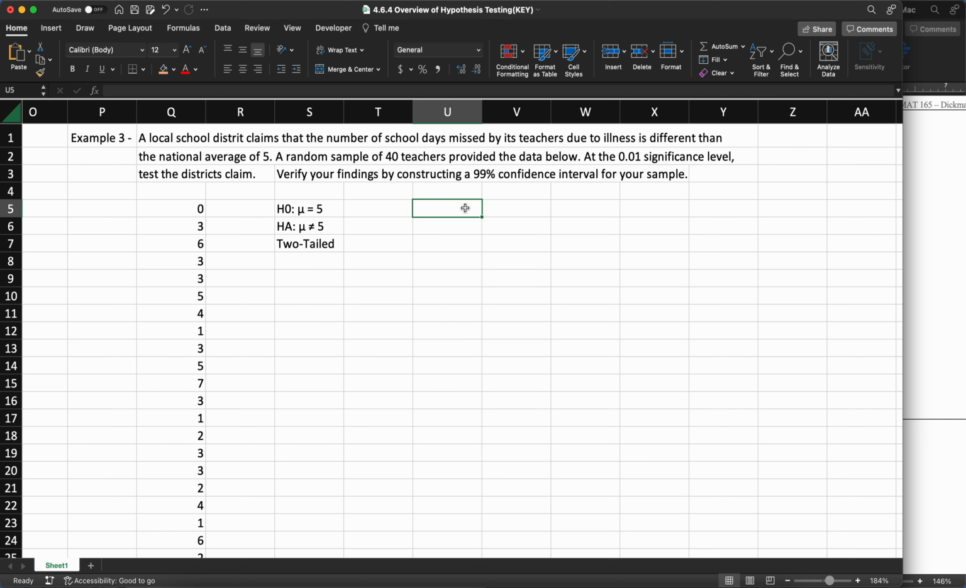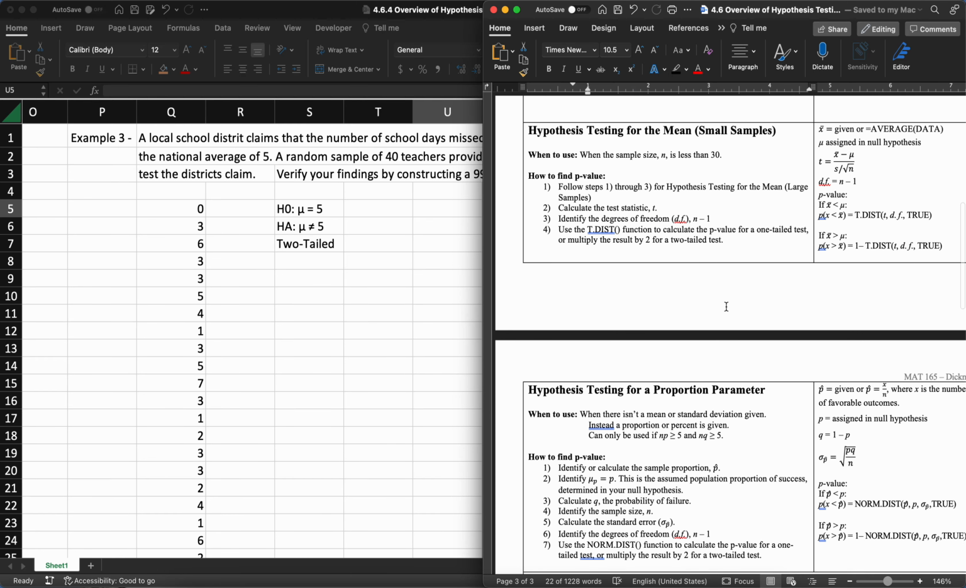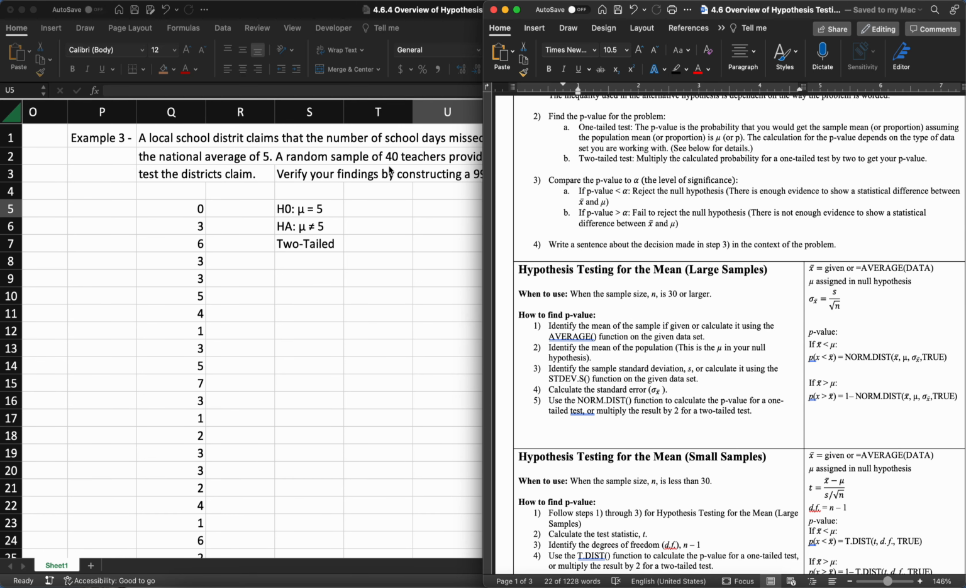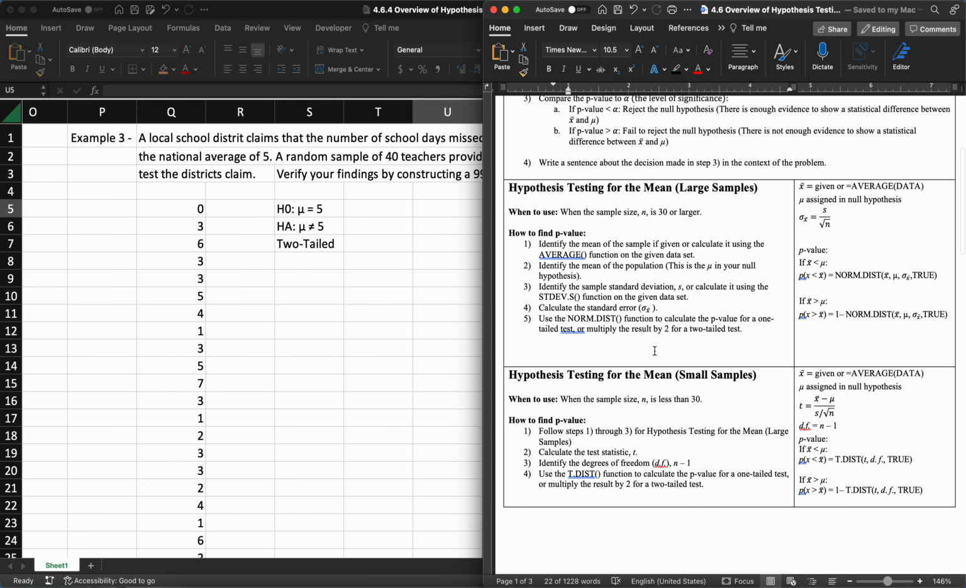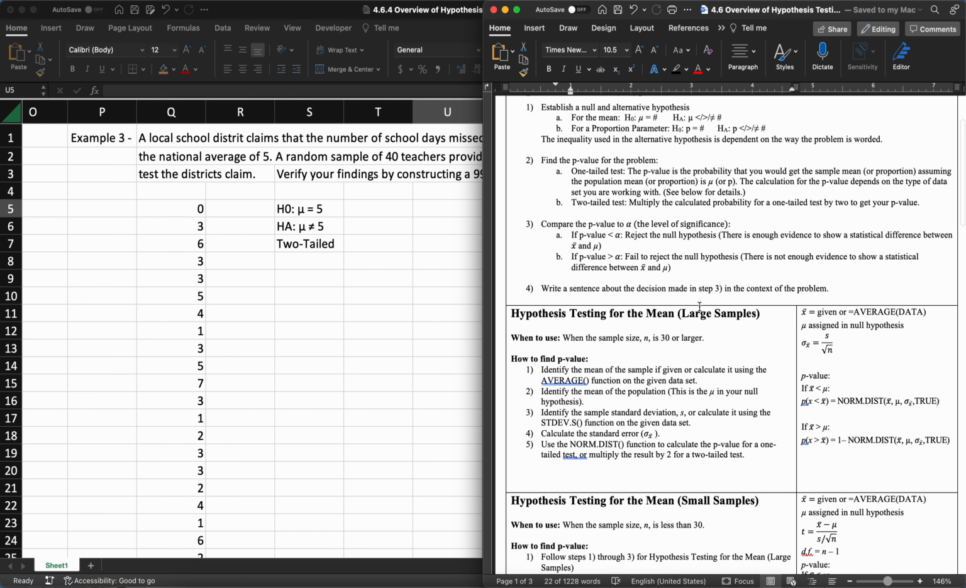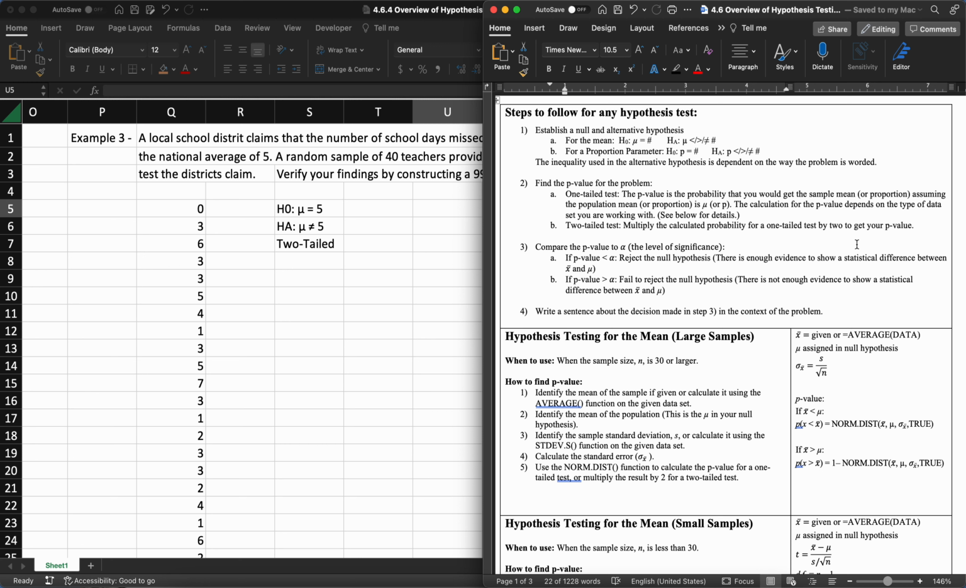And so that's going to make things a little bit different as well. And that's all spelled out here. So n is 40 here for the number of teachers, which is larger than 30. So we're dealing with a p-value. And for our two-tailed test, what it says here, and this is always true, is we're going to multiply the calculated probability for a one-tailed test by 2, and that will be our p-value.